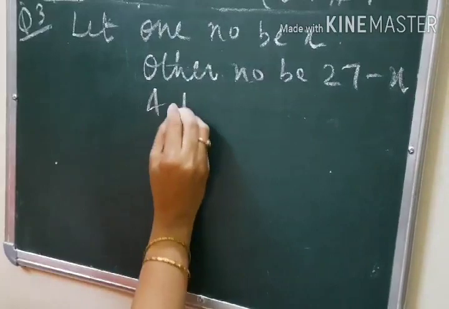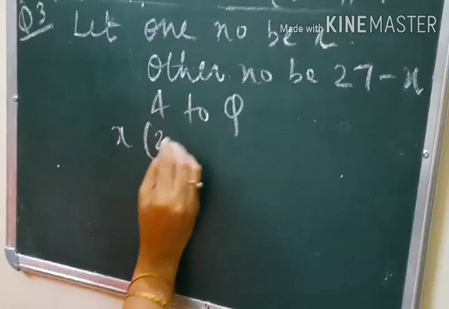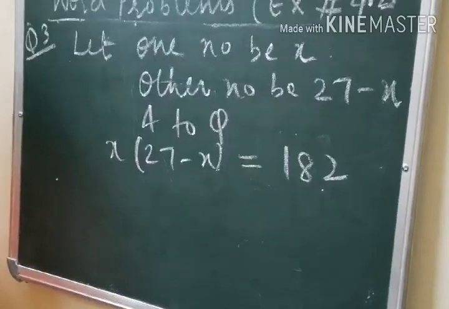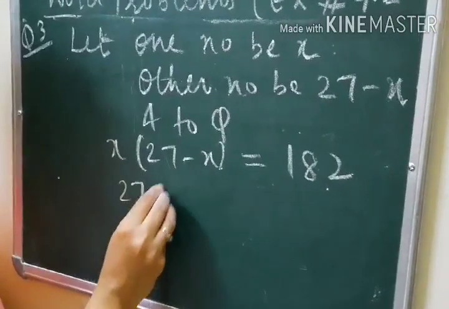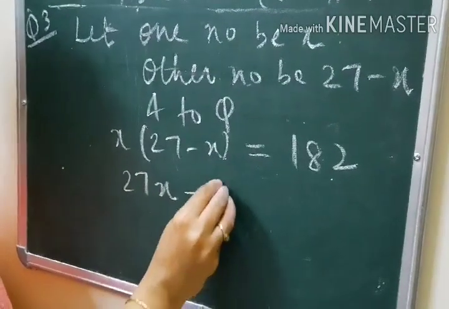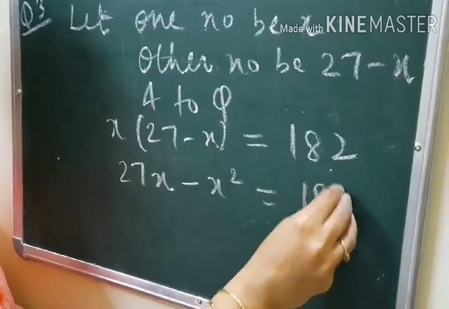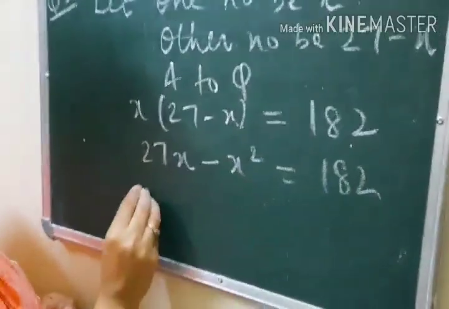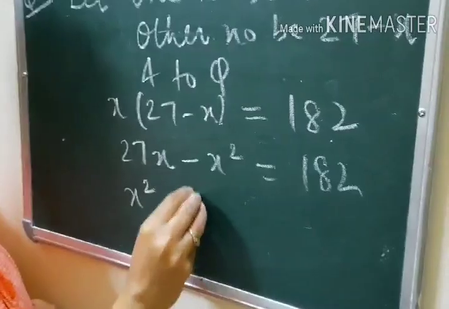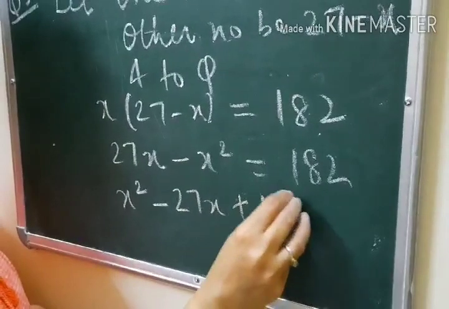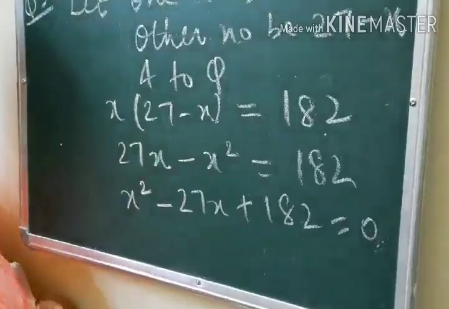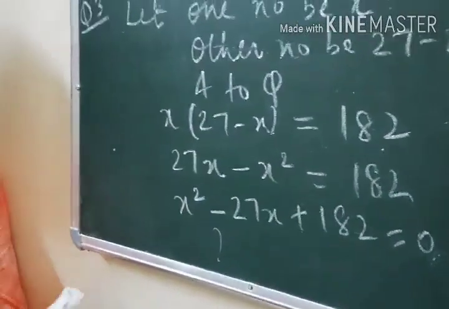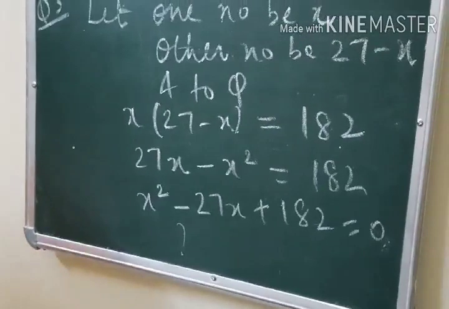Now according to the question, their product, that is x into 27 minus x, is 182. Now solve it. x into 27 is 27x, x into x is x square, equal to 182. Now x square I want positive, so I am taking these two terms to that side. So it becomes x square minus 27x plus 182 is equal to 0. A quadratic equation I have framed. Solve it further. It's your homework. You have to solve the question further.